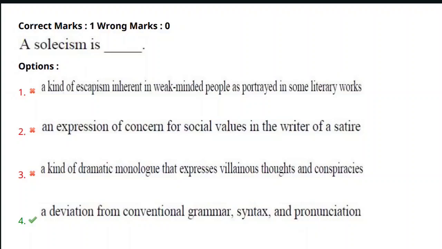A kind of dramatic monologue that expresses villainous thoughts and conspiracies. Here we can call it a soliloquy. Villainous thoughts and conspiracies of a single person is a kind of dramatic monologue, so it is soliloquy. So it is not solipsism. And the fourth option, a deviation from conventional grammar, syntax and pronunciation. Solipsism is nothing but a deviation from conventional grammar, syntax and pronunciation. So the correct option here is the fourth one.